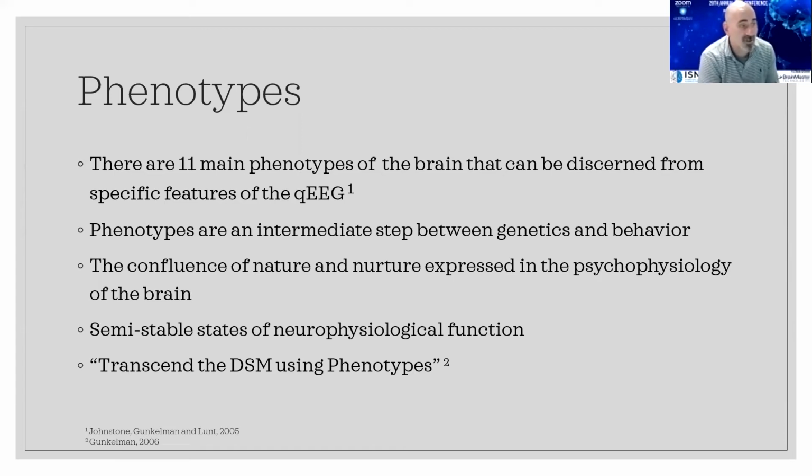A definition that has come out of my conversations with Jay regarding this is that phenotypes are the confluence of nature and nurture expressed in the psychophysiology of the brain. And even in that definition, I realized that the behavior piece isn't quite as emphasized as I wish it was, so I'm going to continue to chew on that. But generally, it's a pretty good way to think about what we're talking about. These are semi-stable states in the neurophysiological function of the brain.